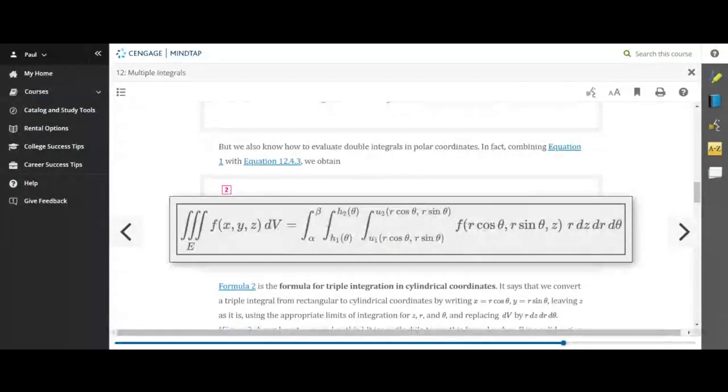This would be how you would set up a triple integral with respect to cylindrical coordinates. The z stays the same, but the x and the y get replaced with r cosine theta and r sine theta. Okay, and we'll look at an example. Matter of fact, let's look at an example right now.